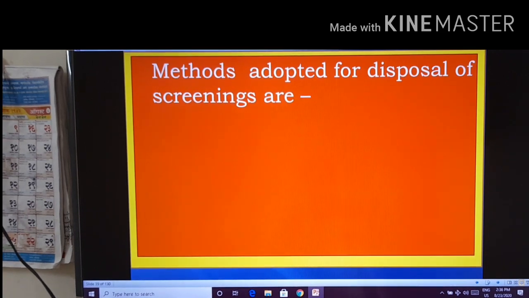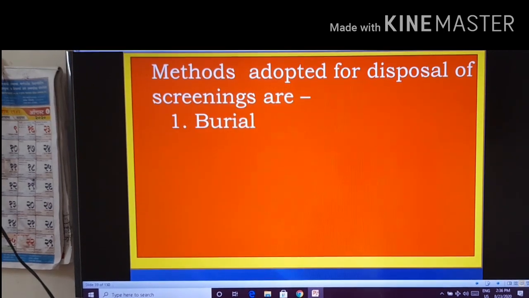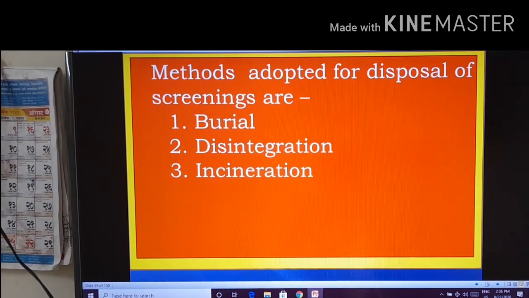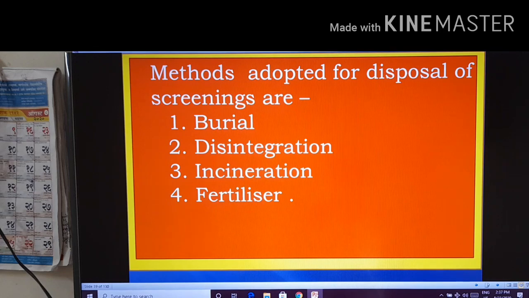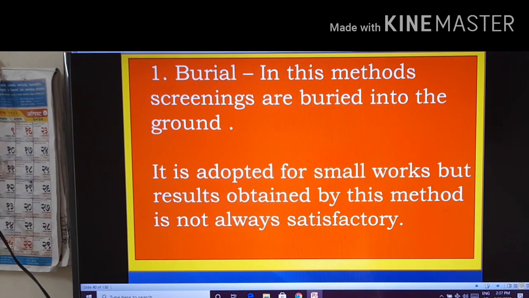Methods adopted for disposal of screenings are: first, burial; second, disintegration; third, incineration; fourth, fertilizer. And we are moving to first, burial.